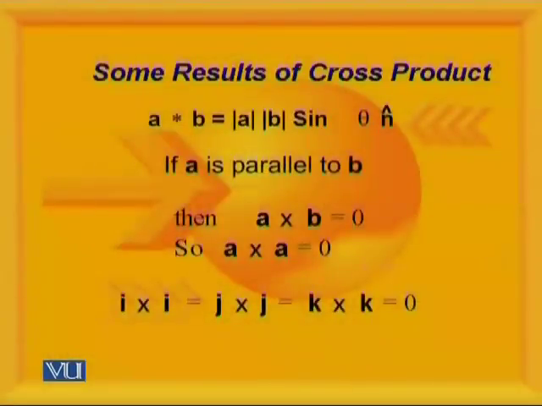If a is parallel to the vector b, then a cross b is equal to 0. Why is it 0? Because at that time theta is equal to 0 and sine 0 is equal to 0. So a cross a is 0. The cross product of a vector by itself is always 0. So this will give us i cross i, j cross j, k cross k is equal to 0.